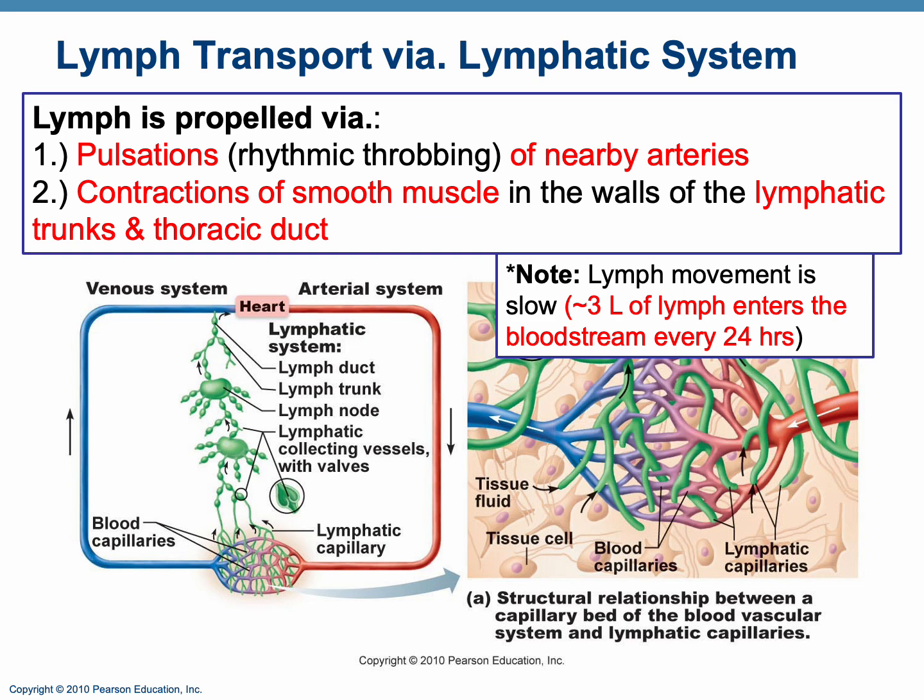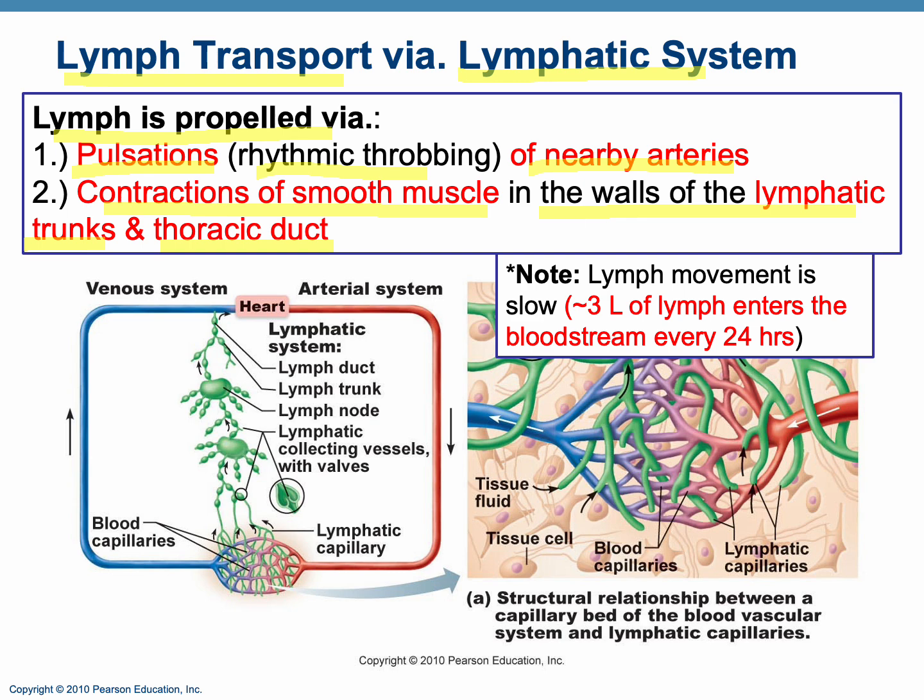How is the lymph transported through the lymphatic system? That's what we're going to take a look at here next. So lymph is transported through the lymphatic system. There's really only two major ways. Lymph is propelled through the lymphatic system through either, number one, pulsations of nearby arteries, so rhythmic throbbing occurring, and number two, contractions of smooth muscle in the walls of the lymphatic trunks and thoracic duct. And that's it.